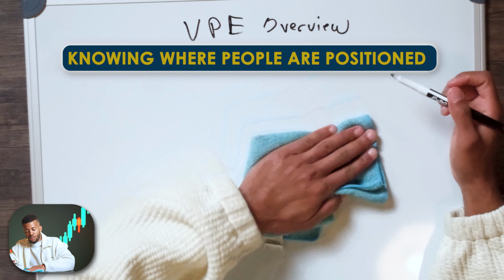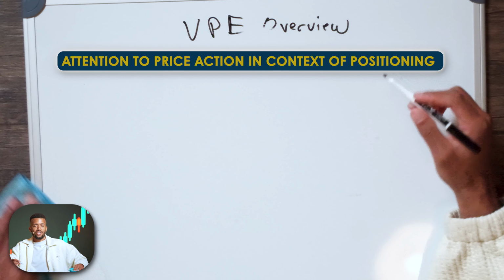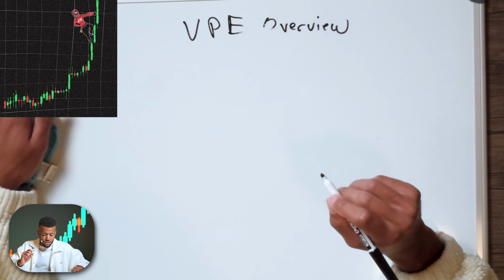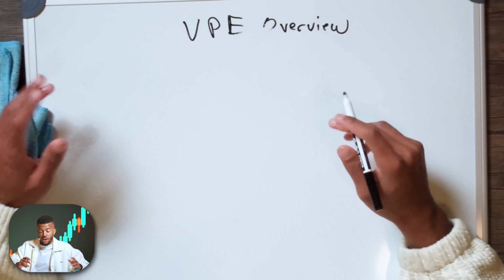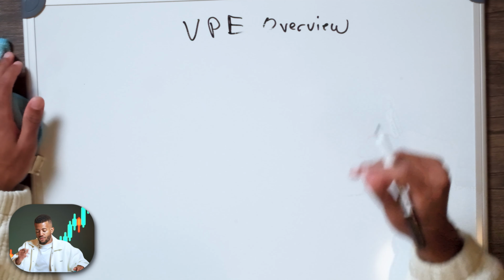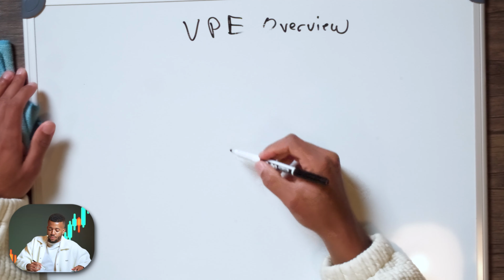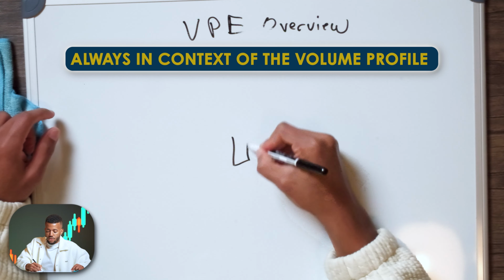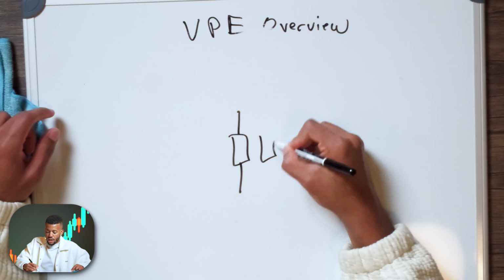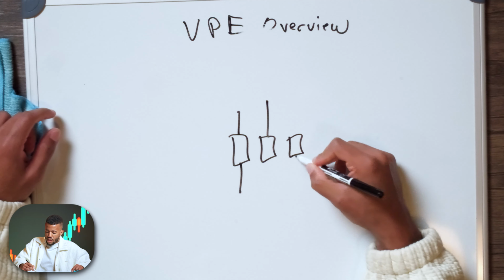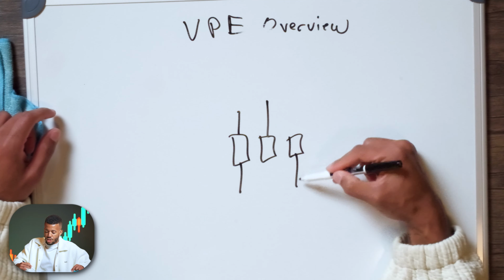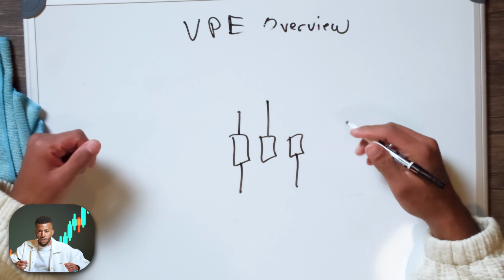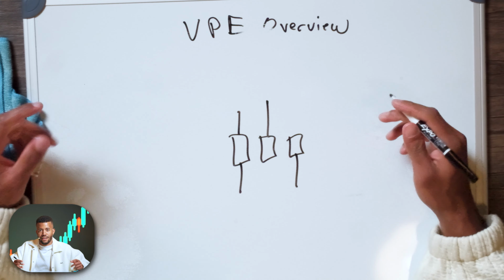By knowing where people are positioned and paying attention to price action in the context of their positioning, we can make really smart trades that give super high win rates. People ask me, Forrest, is there a certain setup or signal? No, it's always in the context of the volume profile. These signal candles, whether a shooting star, a doji, or a hammer, all high volume, always need to be in the context of the volume profile in the direction of the trade we want to take, and that gives us an A setup.